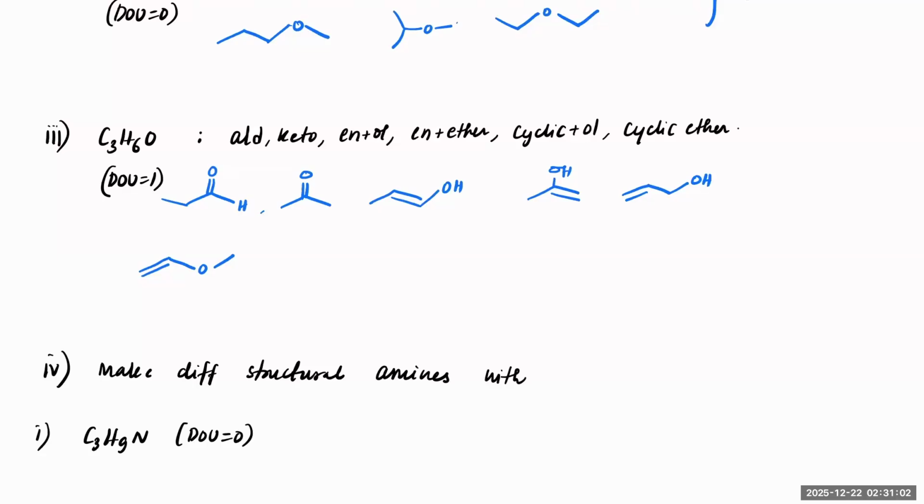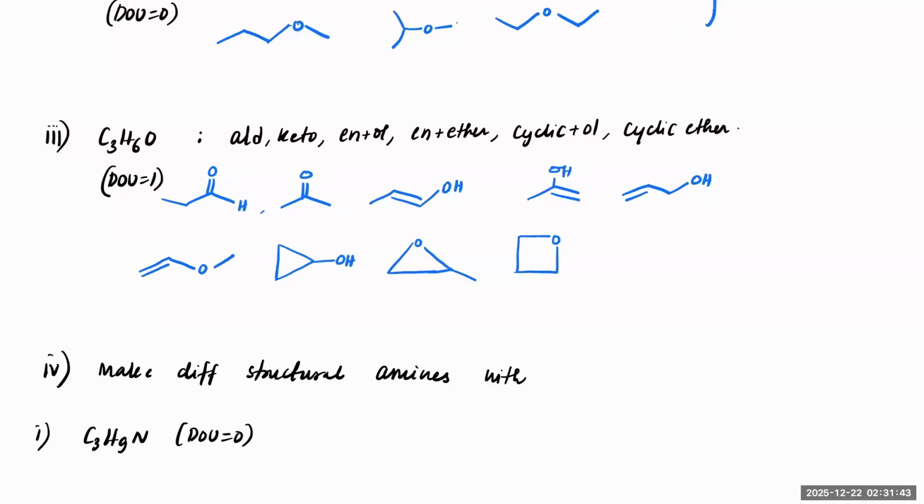Next one is cyclic plus alcohol. So a three-membered ring with OH. So that is cyclic alcohol. Next, a three-membered ring like this. Here we can have a three-membered ring like this, which is a cyclic ether with an extra methyl group like this. Or I can make it a four-membered ring with a cyclic structure. This is another one. You can see the degree of unsaturation is 1 in all the cases, but it is covering so many different types of groups here.